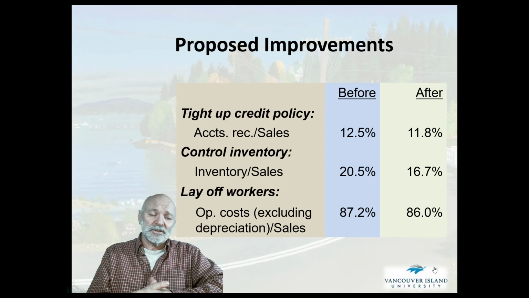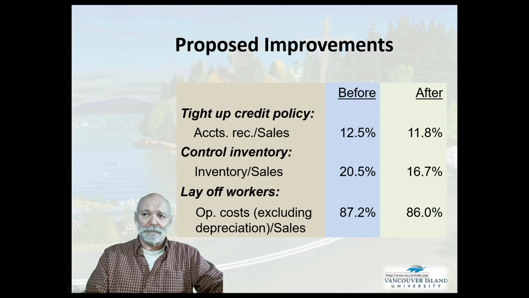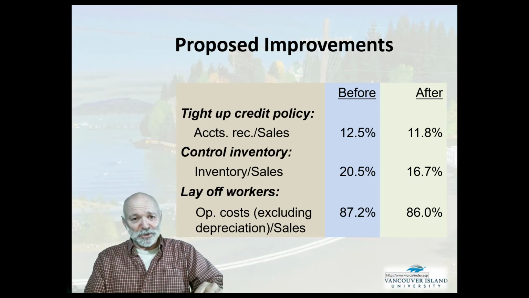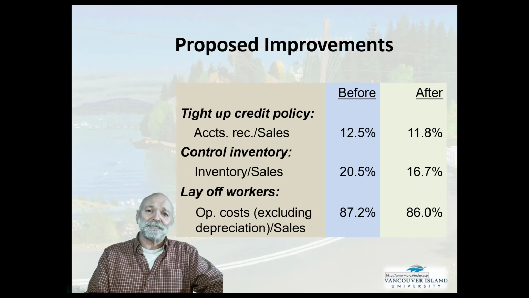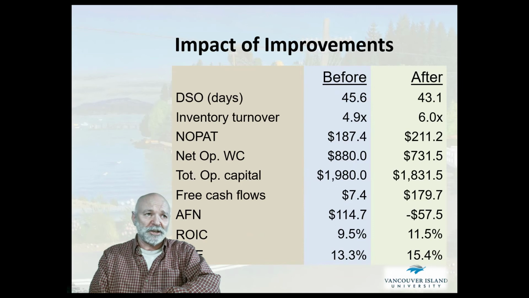Inventory to sales was 20.5%. Can we cut that to 16.7? Maybe we can. I don't know if we have to lay off workers, but whatever we do, can we get about 1.2% better costs? Reduce our costs by 1.2%. Now, if we plug those numbers back into the model and run it again, this is the impact of making those three changes.